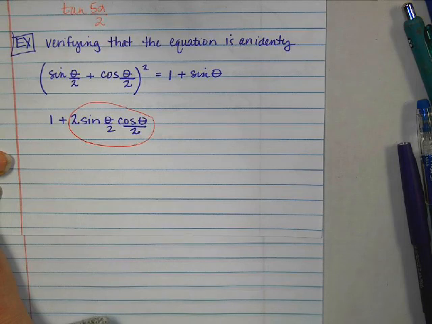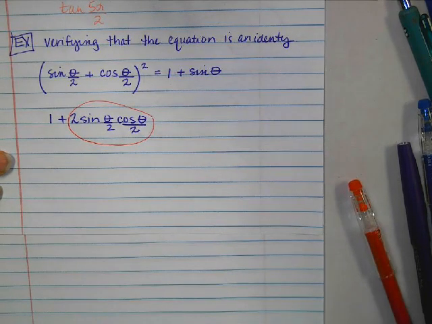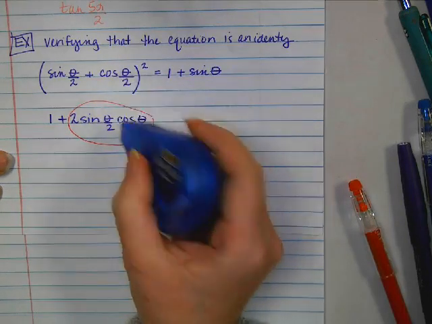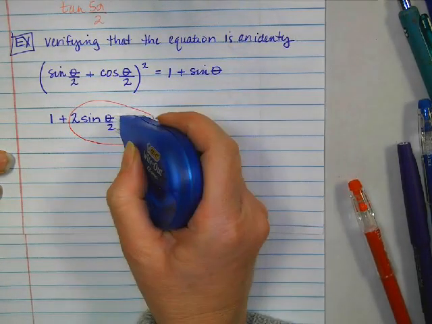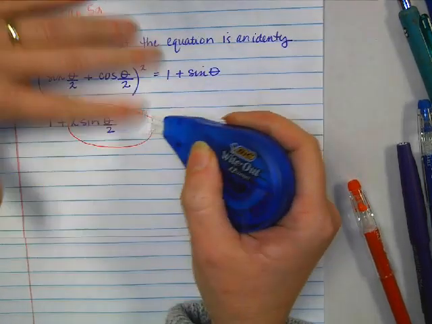Wait, so cosine theta over 2, or is it just under the theta? I don't know. Okay. I was just getting excited and getting ahead of myself, so excited about what comes next.